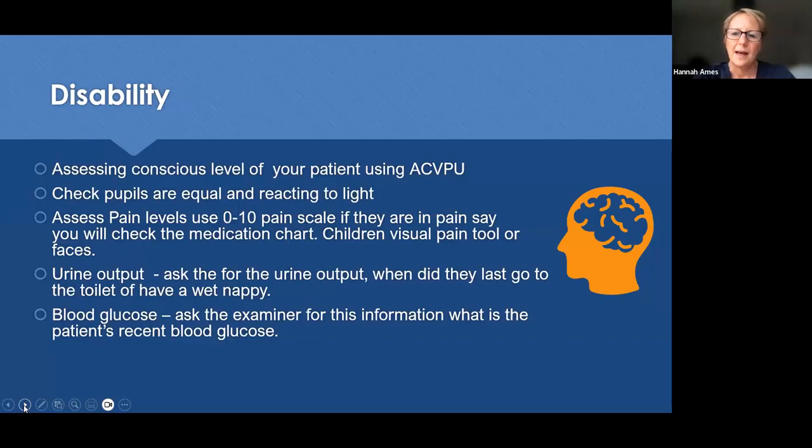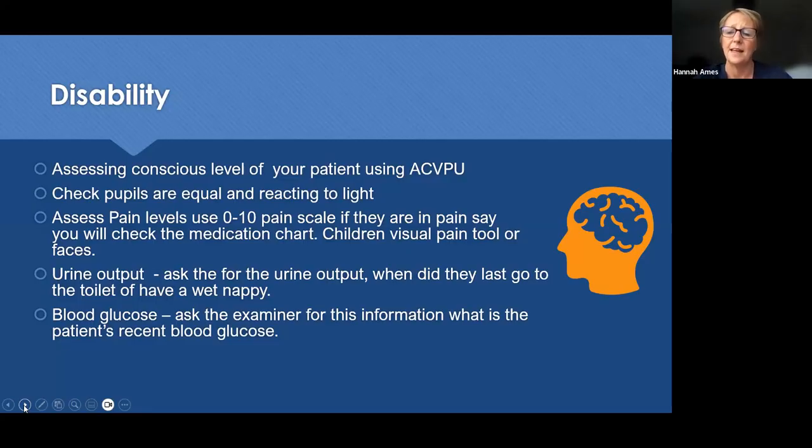So you might have an older child who's maybe 15 potentially, in which case you can do a 0 to 10 pain scale, so 0 being no pain, 10 being the worst pain they've ever had. And for younger children, you might be using visual pain tools such as faces. Commonly you're asked to do the Wong-Baker faces pain scale.